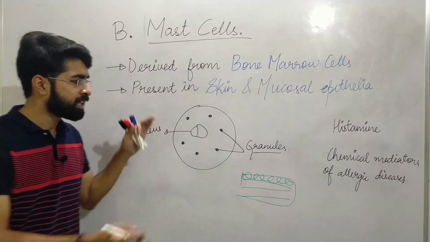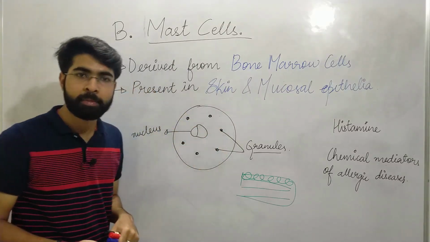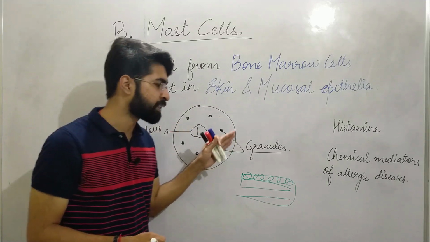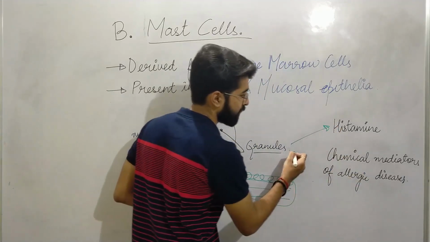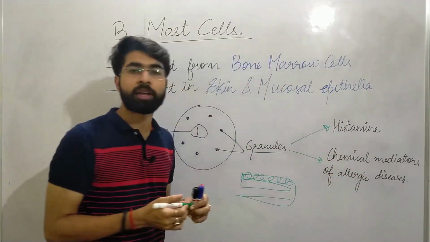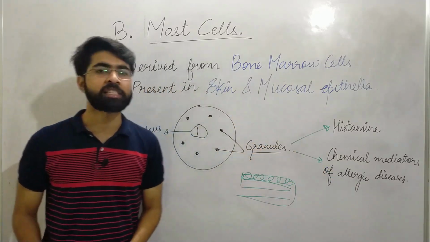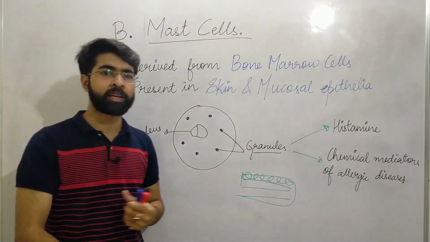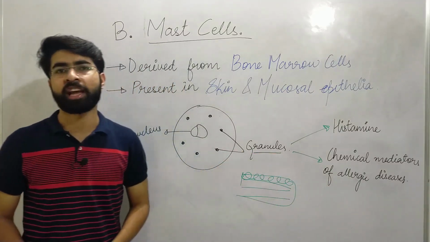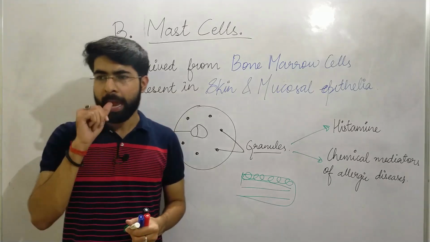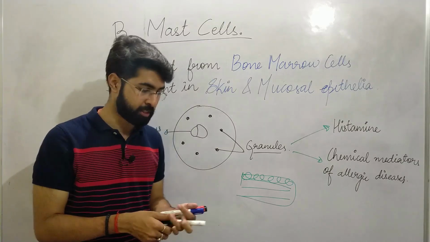This is a basic diagram of a mast cell, and mast cells have granules in them. That's why they are granulocytes, and these granules consist of histamines and other chemical mediators of allergic diseases. These help in killing microbes and also in restricting allergic reactions up to an extent. The main thing is that they also provide defense against helminth infections.